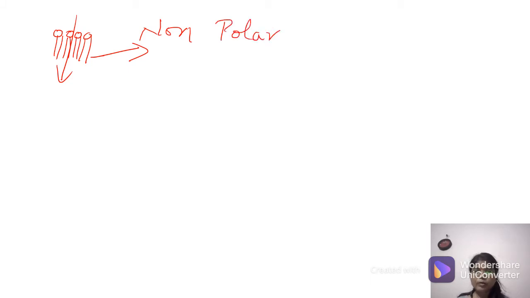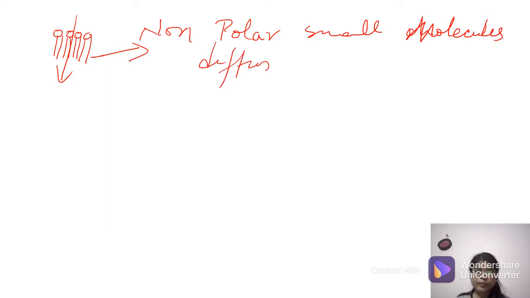Okay, let's come back to the topic, and I will just review that the membrane has lipids, and you know that non-polar substances can easily diffuse through it. This kind of diffusion, where non-polar small molecules diffuse very easily through the membrane, is called simple diffusion.